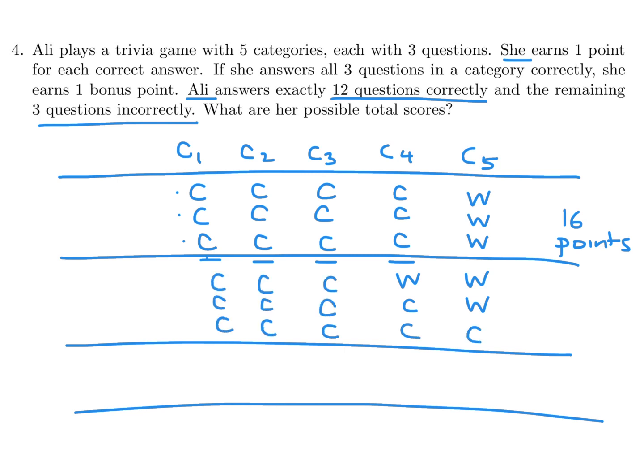And let's see what we have. So this would give me 4, 4, and 4, but this would only give me 2, and this would only give me 1. So it'd be 12 plus 3, which is 15 points. So 15 points if it's like that.